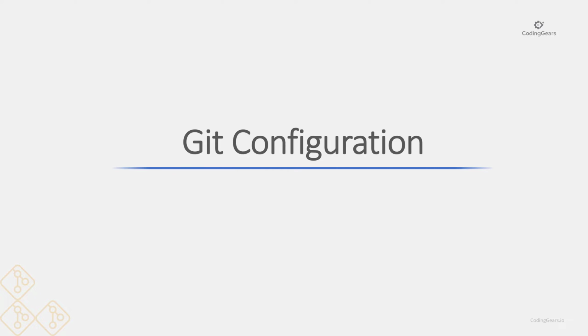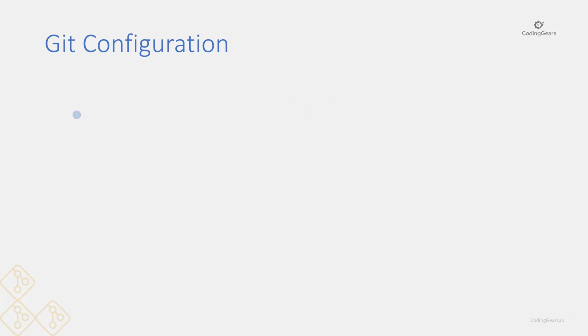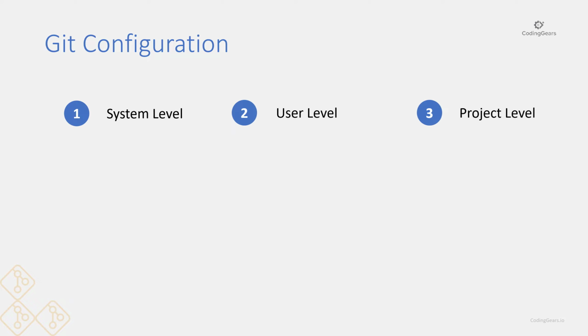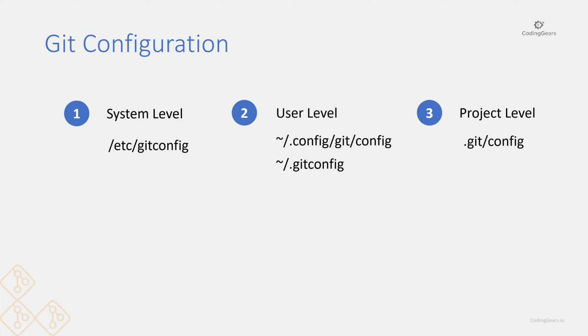Welcome back. In this lecture, we will look into Git configuration. The Git configuration is done at three levels: system level, user level, and the project level. And of course, these configurations sit in different files. For system level, it's inside /etc, and the file name is gitconfig.